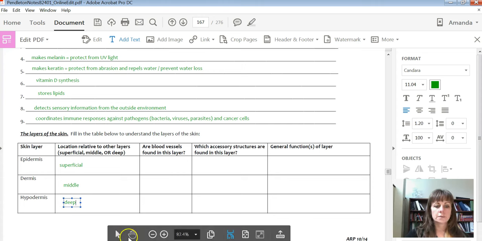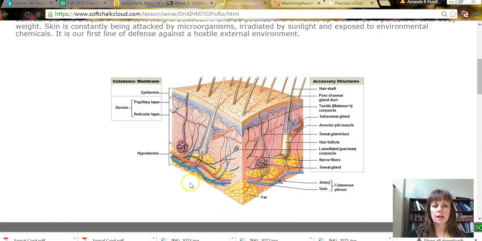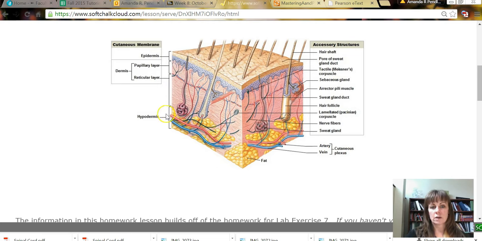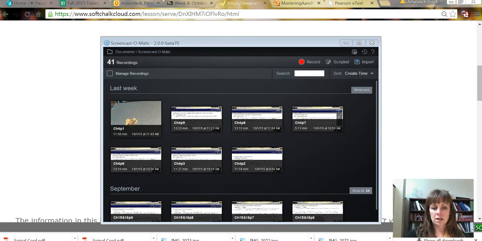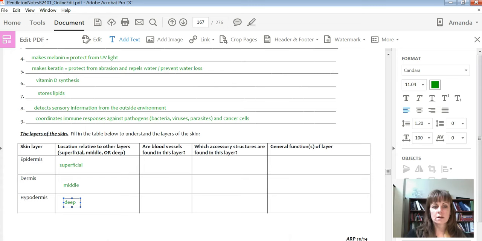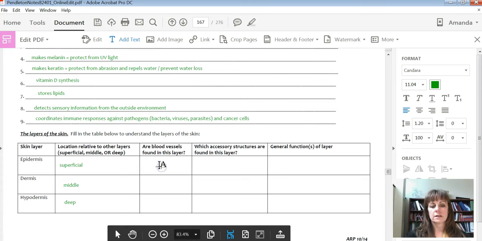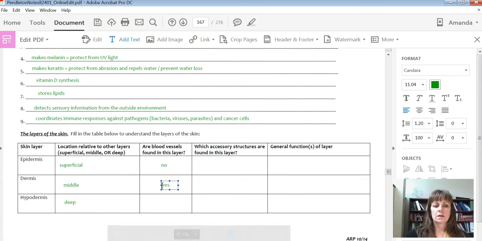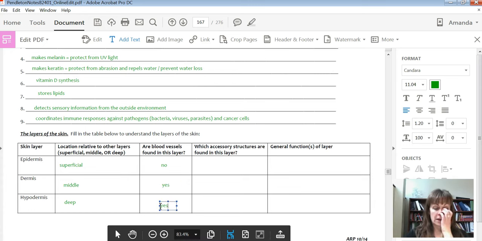Okay. A couple of other things that I want you to look at. It's asking, are blood vessels found in this layer? Well, hypodermis, you bet. Blood vessels are all over that. The dermis, which runs from here down to here. Yes, these blue and red structures are representing blood vessels. You find them all over the dermis. But the epidermis, which is from here up to the top, there are no blood vessels. Okay? And we're going to find that that's actually quite important. So are blood vessels found in this layer? No for epidermis, and yes for the dermis and the hypodermis.